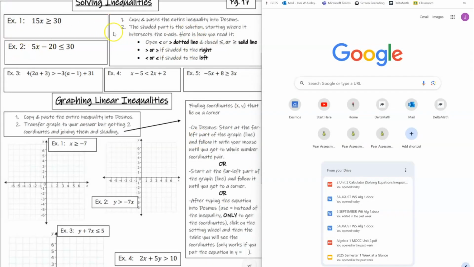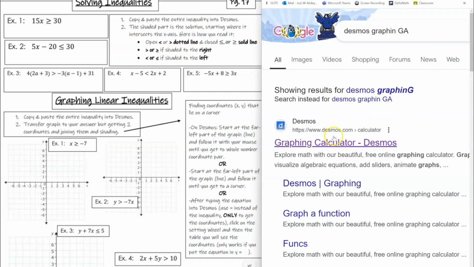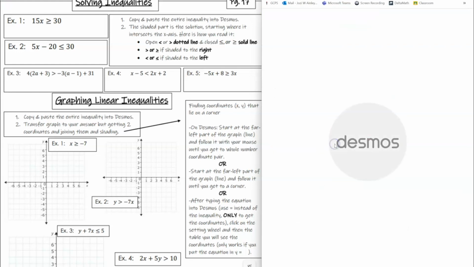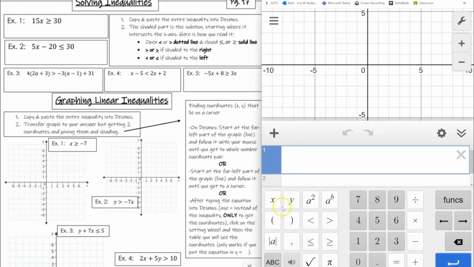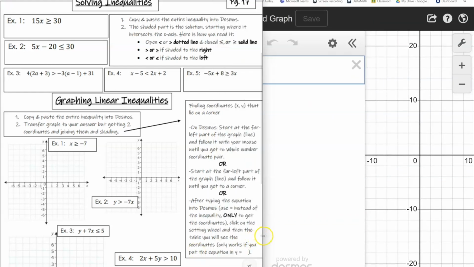I guess we're going to take a look at how to solve inequalities, Desmos version. So we're going to go into a new tab and you're going to Google Desmos Graphing and the state that you're in. So Desmos Graphing GA. This is going to ensure that you get the calculator that's going to be for your state.